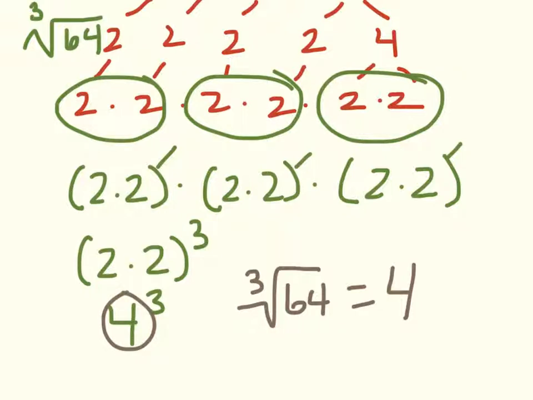4 times 4 times 4 equals 64. Work it out in your head. 4 times 4 is 16. 16 times 4 is 64. Yep, it works.